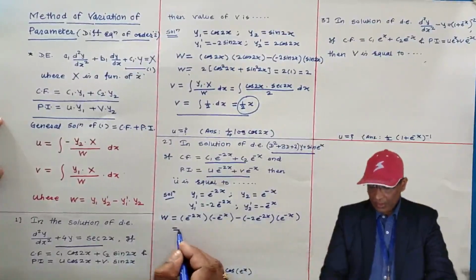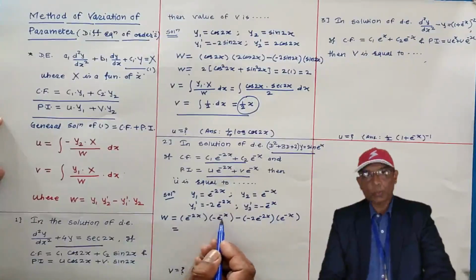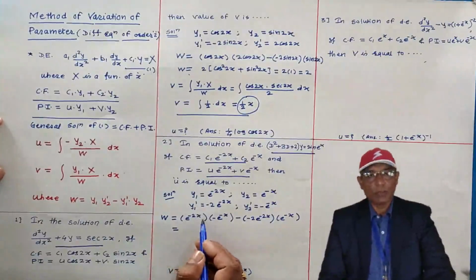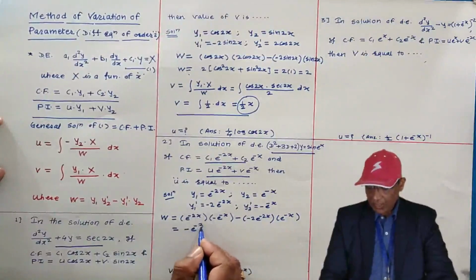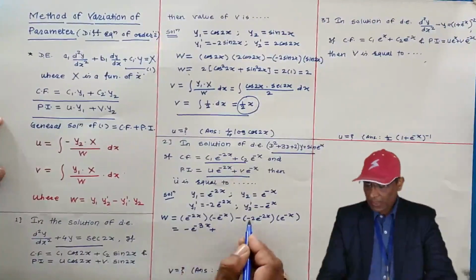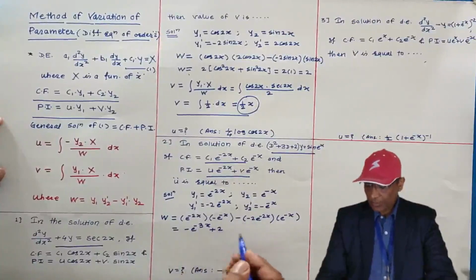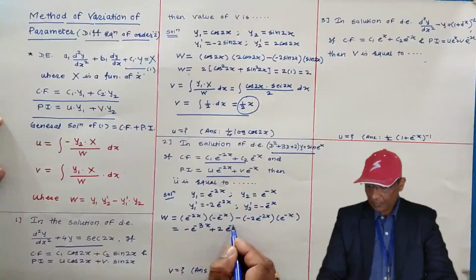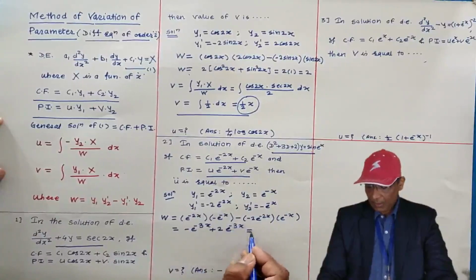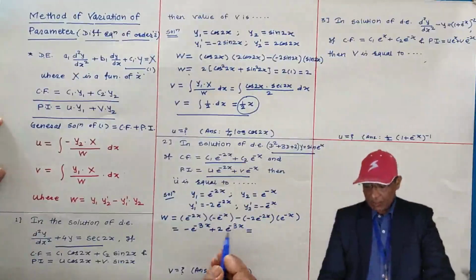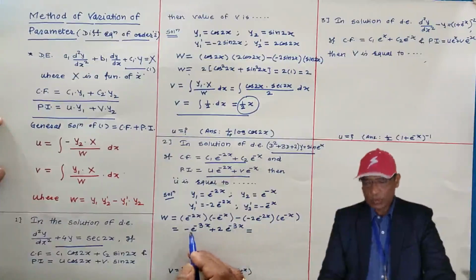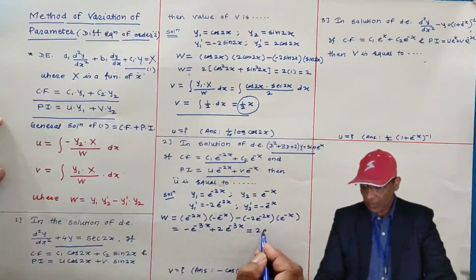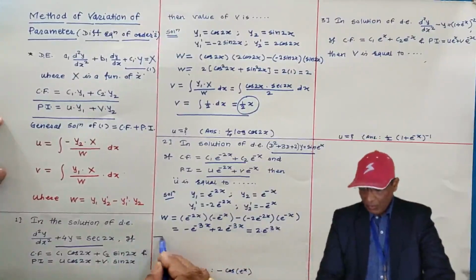Now try to simplify it. e to the power minus 2x multiplied by e to the power minus x is e to the power minus 2x minus x, meaning e to the power minus 3x by the law of indices. e to the power minus 3x is there. This minus minus plus 2 times e to the power minus 3x again, and 2 e to the power minus 3x minus e to the power minus 3x, 2 e to the power minus 3x minus 1 e to the power minus 3x means 2 e to the power minus 3x. 2 into e to the power minus 3x. This is the value of w.